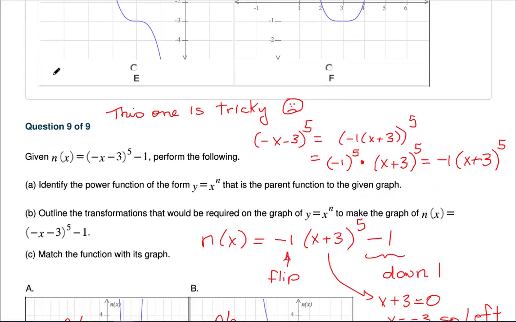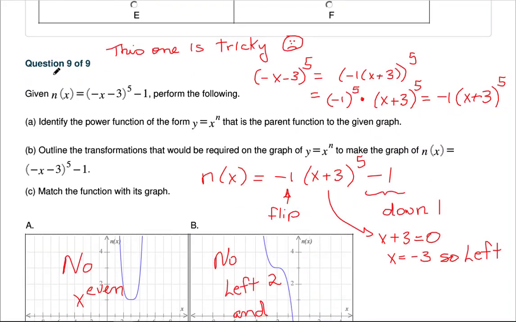Okay, so now what about question 9? Question 9 is a little bit tricky, and so we have to be somewhat cautious here. They're messing with us. Yes, it is an x to the 5th, but look inside here. This looks rather strange. Well, let's see, minus x minus 3. I could factor a minus 1 out of that, right? Minus 1 times x is minus x. Minus 1 times 3 is the minus 3.